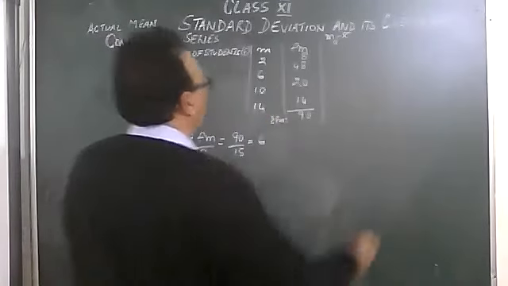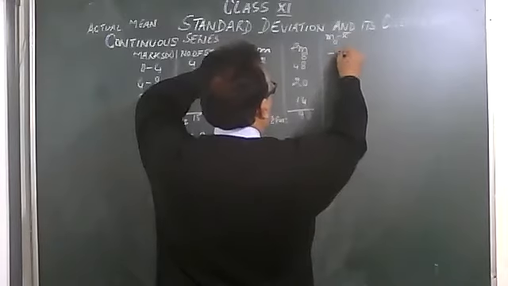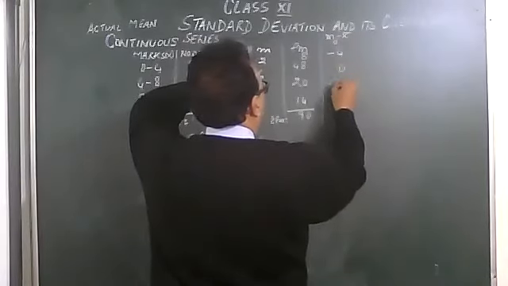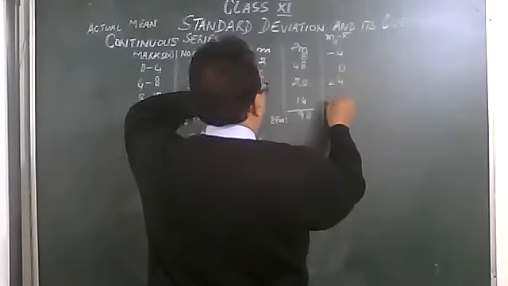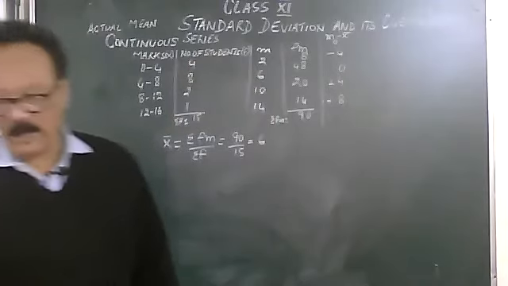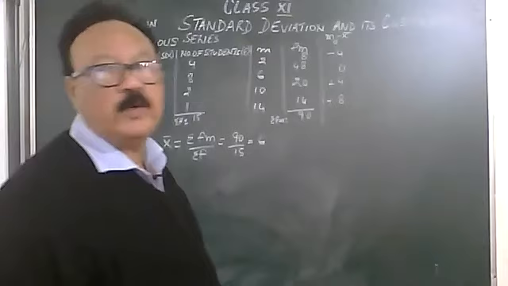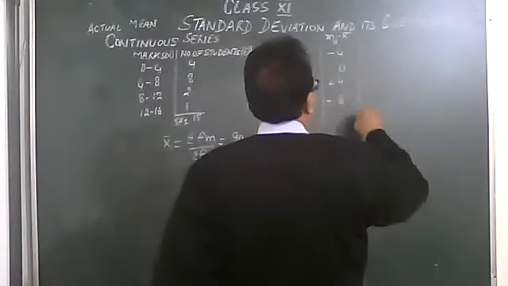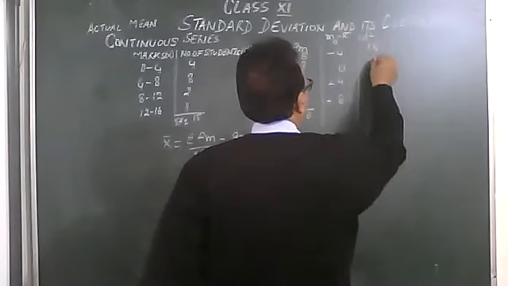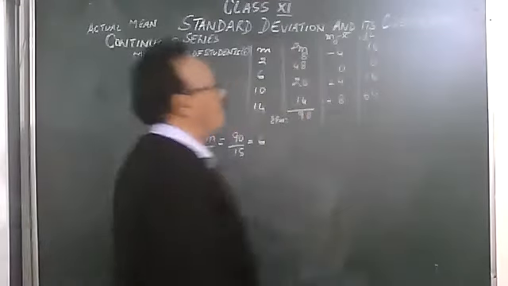Now what is the mean? Mean is 6. 6 minus 2 is 4, then 0, then plus 4, then plus 8. Now to get rid of the signs, what do we do? We square the d. d squared: 4 fours are 16, 0, 16, 8 eights are 64.